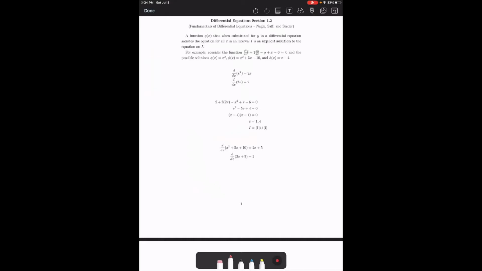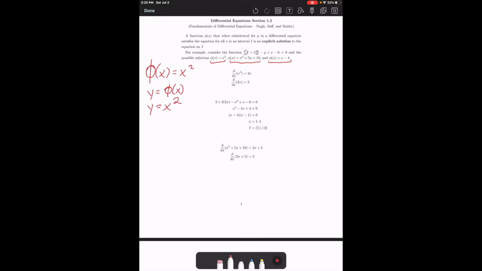So for example, we're going to consider the second derivative of y with respect to x, or y double prime, plus 2 dy dx minus y plus x minus 6 equals 0. And we're going to examine three possible solutions, and see if any of these actually can be solutions for this differential equation. So we'll begin with phi of x equals x squared. We're going to substitute phi of x in for y, so that means y is equal to x squared.